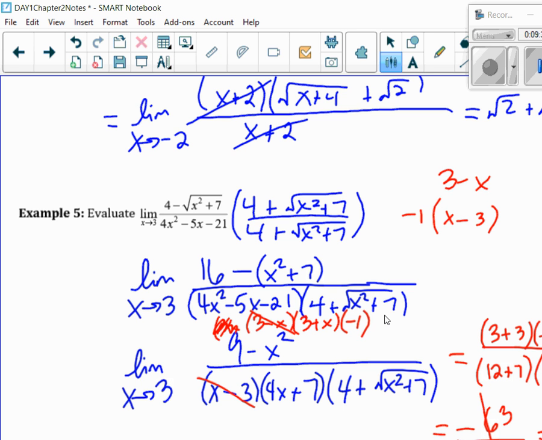By the way, AP College Board says you could actually leave your answer like that. Because don't you want to actually see if your answer is right? Because the answer in the back of the book is going to have that, right?